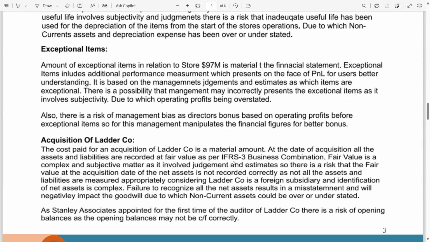As per IFRS 3 Business Combinations, fair value is a complex and subjective matter as it involves judgment and estimates. So, there is a risk that the fair value at the acquisition date of the net assets is not recorded correctly, as not all the assets and liabilities are measured appropriately. Considering Ladder company is a foreign subsidiary, identification of net assets is complex. Failure to recognize all the net assets results in a misstatement and will negatively impact the goodwill, due to which non-current assets could be over or understated.